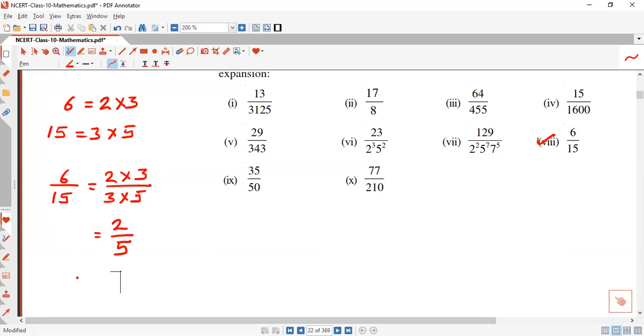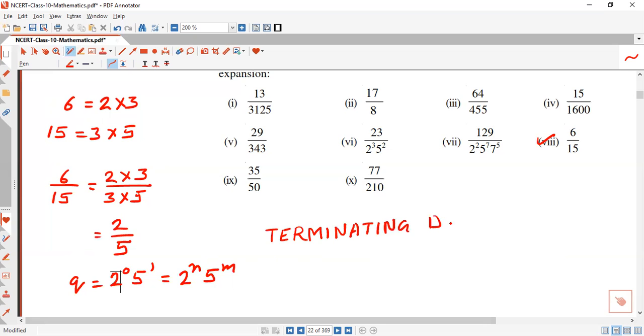So now what is the denominator q? Q equals 2 raised to 0, 5 raised to 1. That is 2 raised to n, 5 raised to m. That's why the number has a terminating decimal expansion. This is the answer.